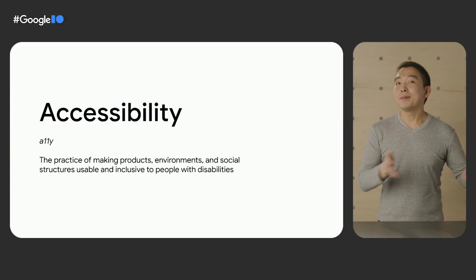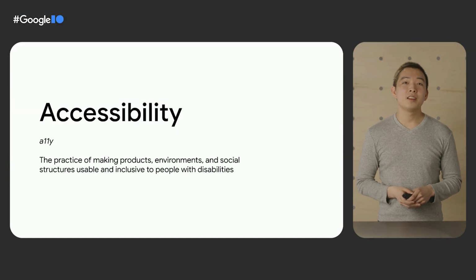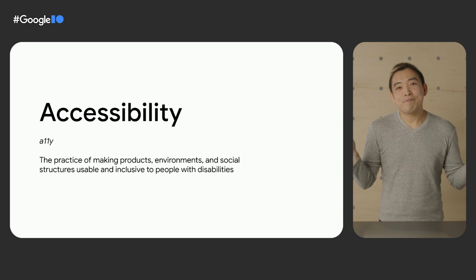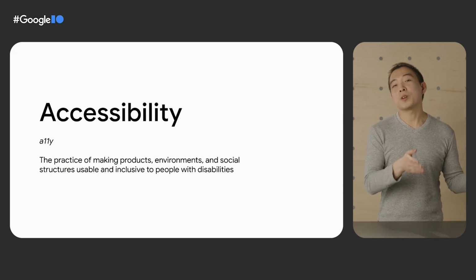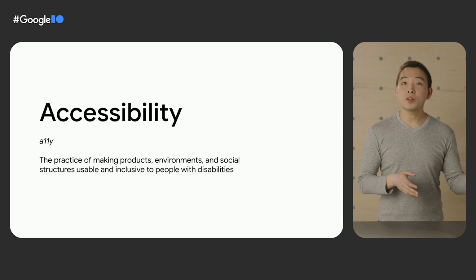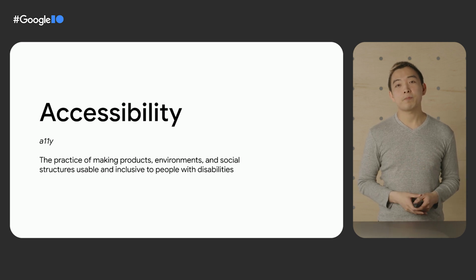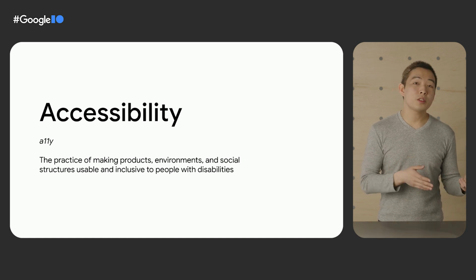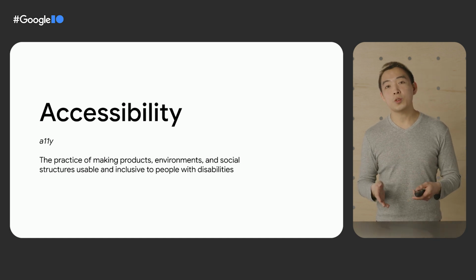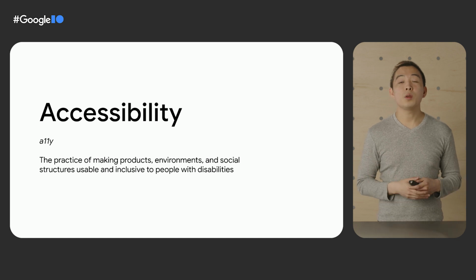I don't know if you've ever seen A11Y. I know that the first time I saw it, I had no idea what it was. But it's just a common abbreviation for the word accessibility, with 11 letters between the A and the Y. And accessibility is the practice of making products, environments, and social structures usable and inclusive to people with disabilities.